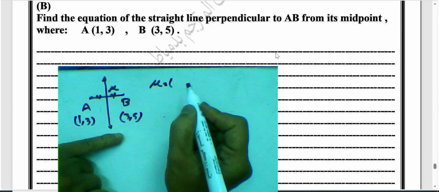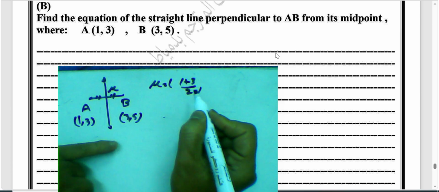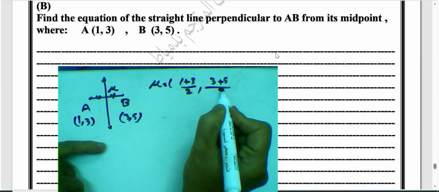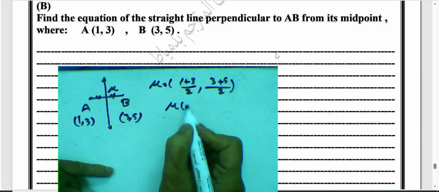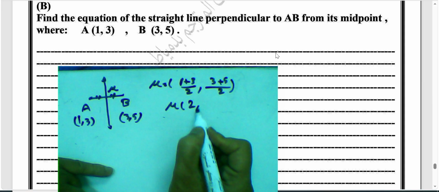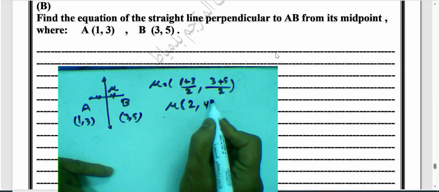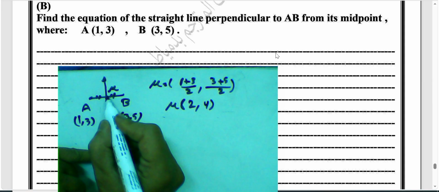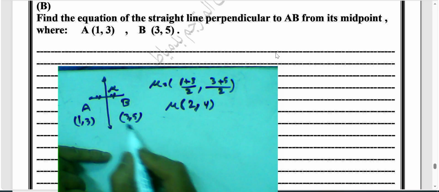We can add 1 plus 3 divided by 2, and 3 plus 5 divided by 2. Then the point M: 1 plus 3 is 4, divided by 2 is 2; 3 plus 5 is 8, divided by 2 equals 4. So the coordinates of point M will be (2, 4).